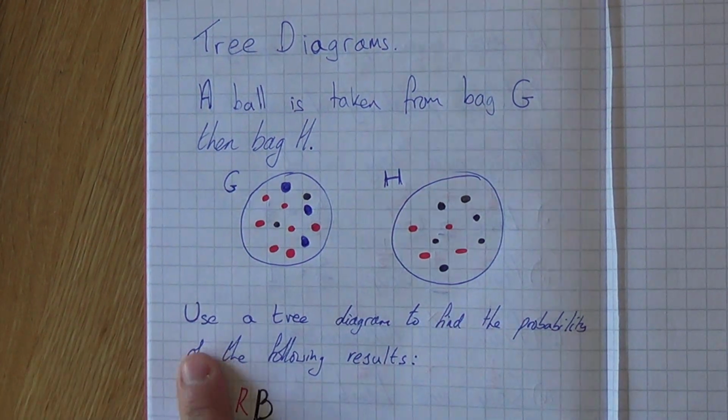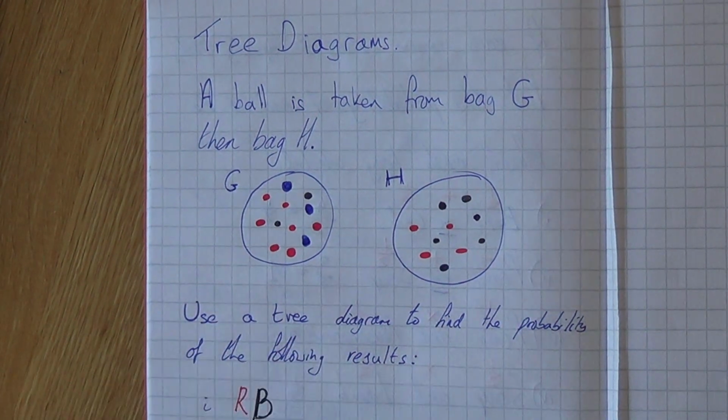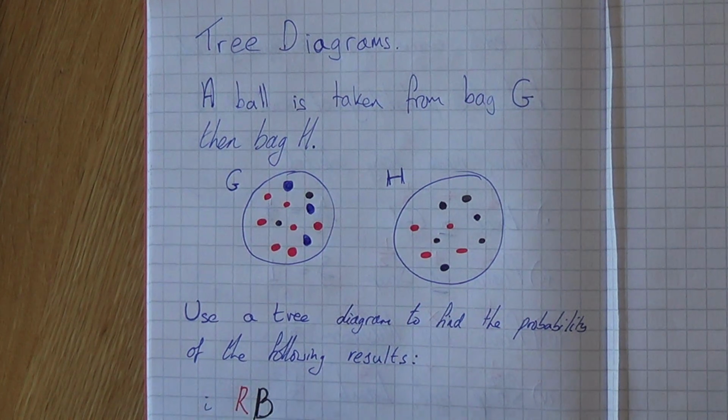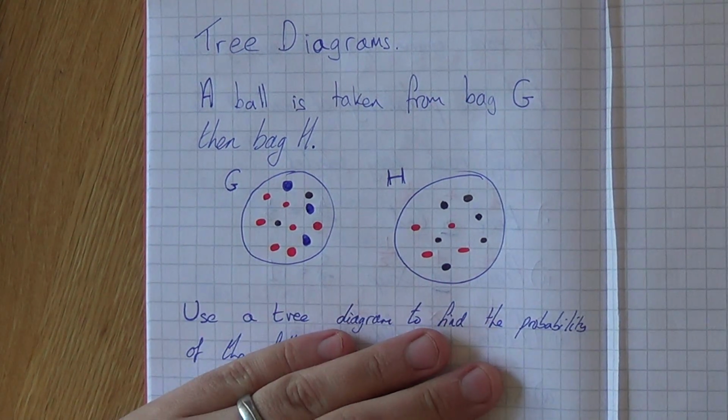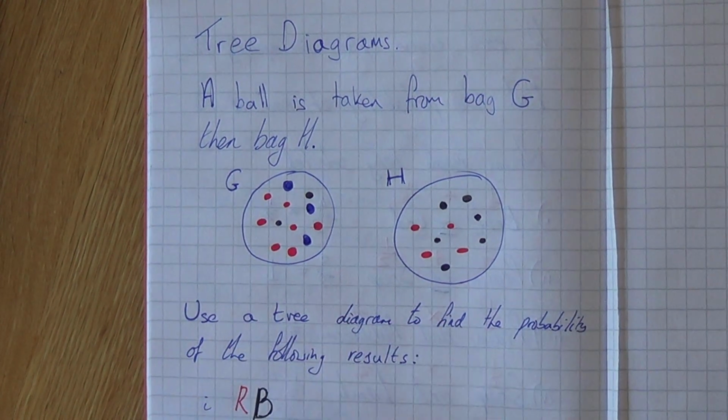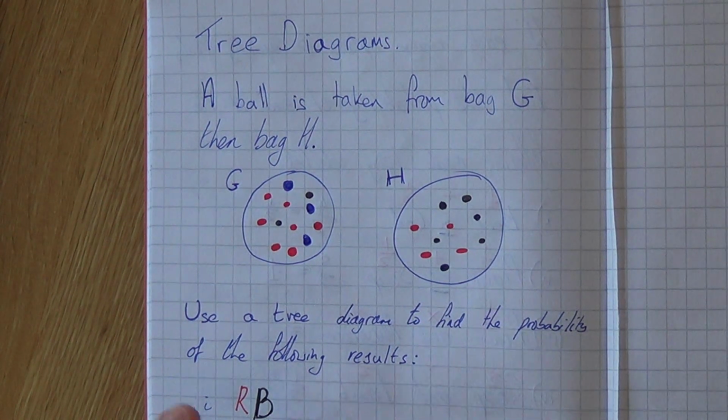And it says we're going to use a tree diagram to find the probability of some stuff. We'll get to what we're actually going to find later on. So I'm going to set up our diagram first before we think about how to use it. We need to be clear here, there's an event and an outcome. An event here is taking a ball from a bag, and the outcome is whatever colour it happens to be when we look at it.